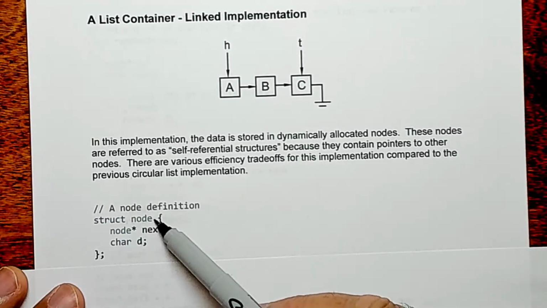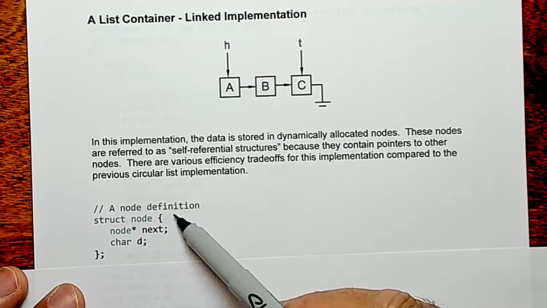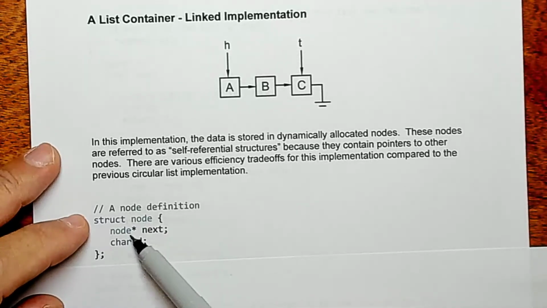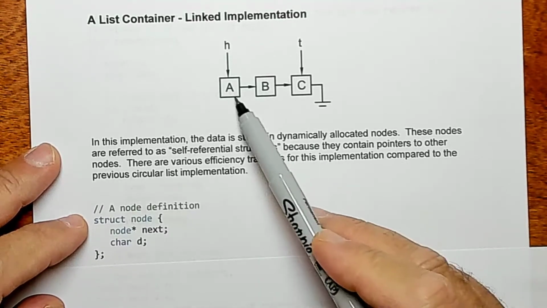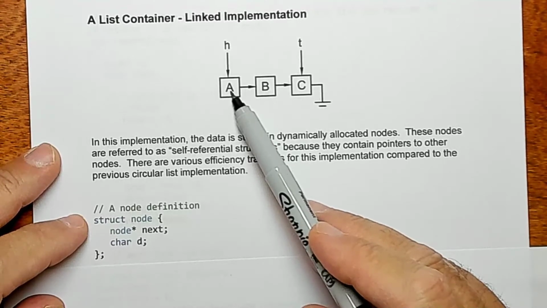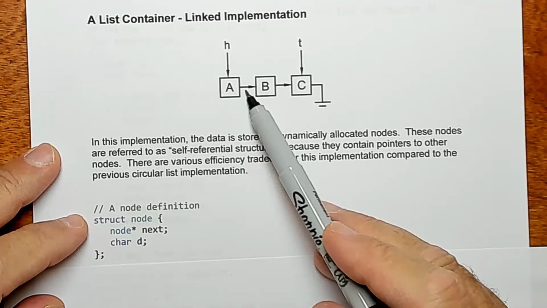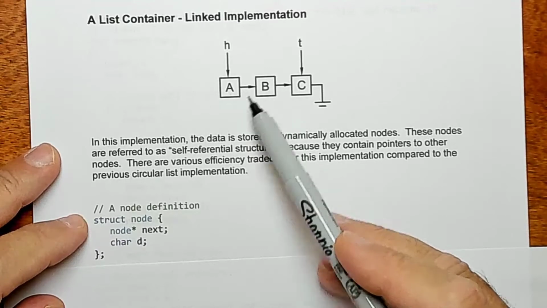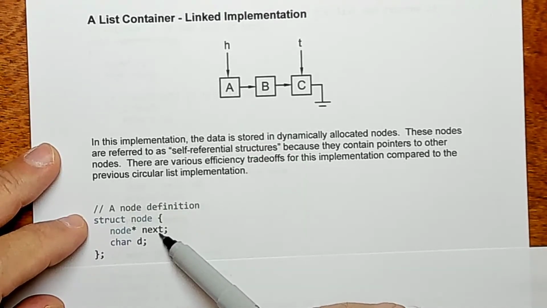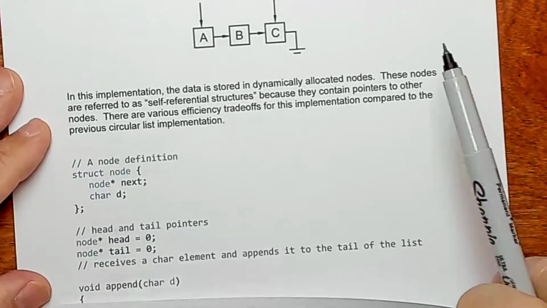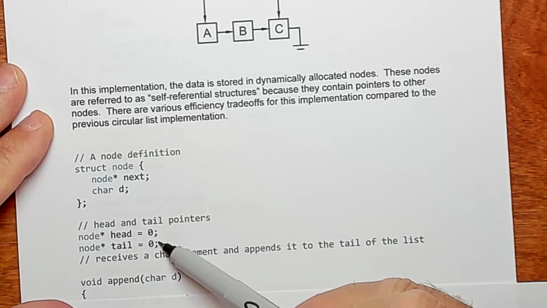You've got something called a node, which is known as a self-referential data structure because it has a pointer of type node that can be used to point to another node. So in here we have the data element, in this case A, and then we have a pointer to the next element. So the data would be stored in this variable D, and then the pointer or the arrow in the diagram here would be stuck in this element next. And then you've got these head and tail pointers here.